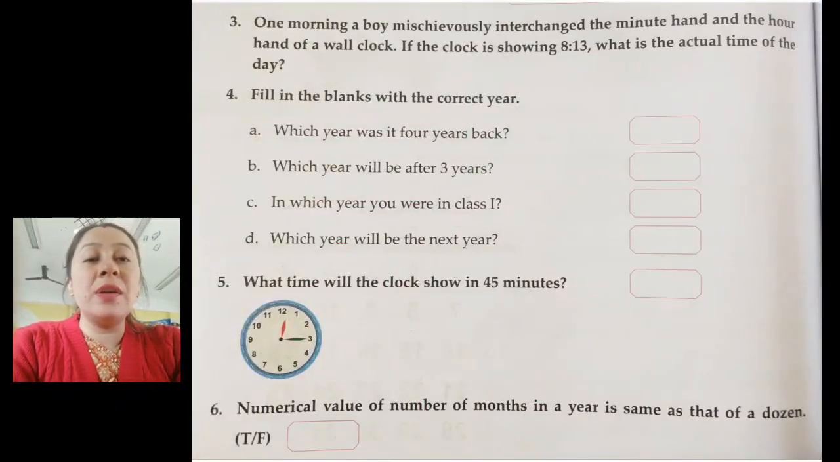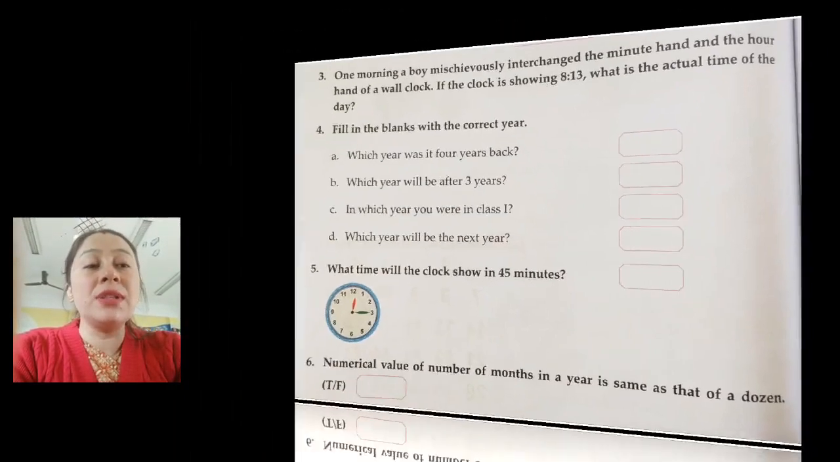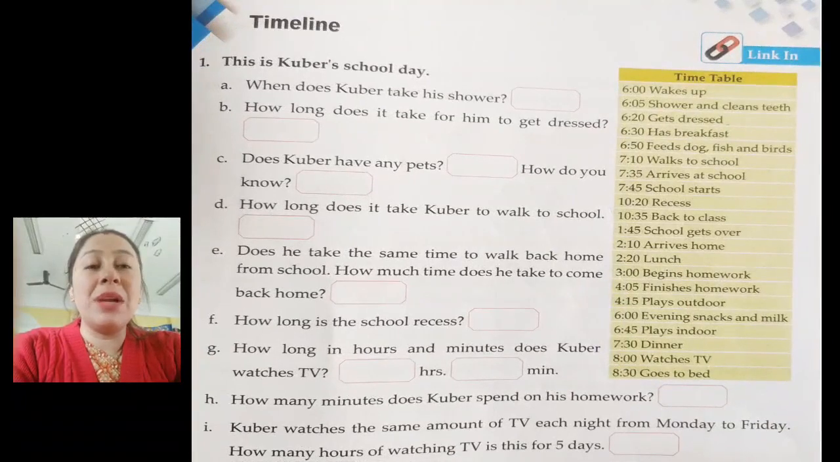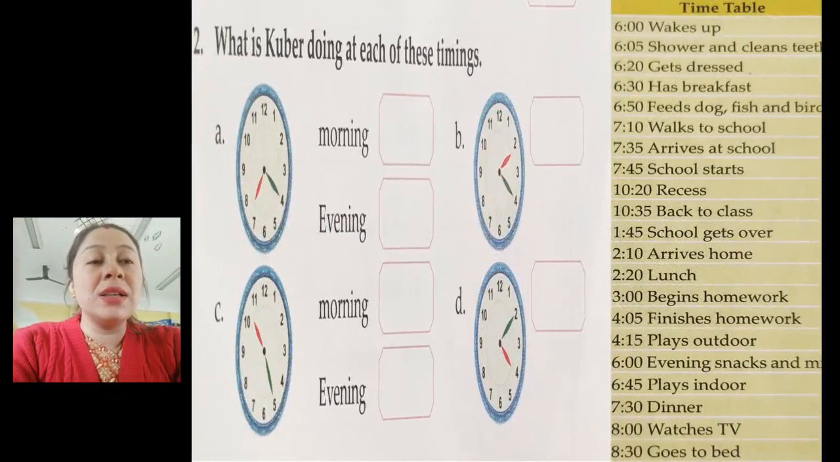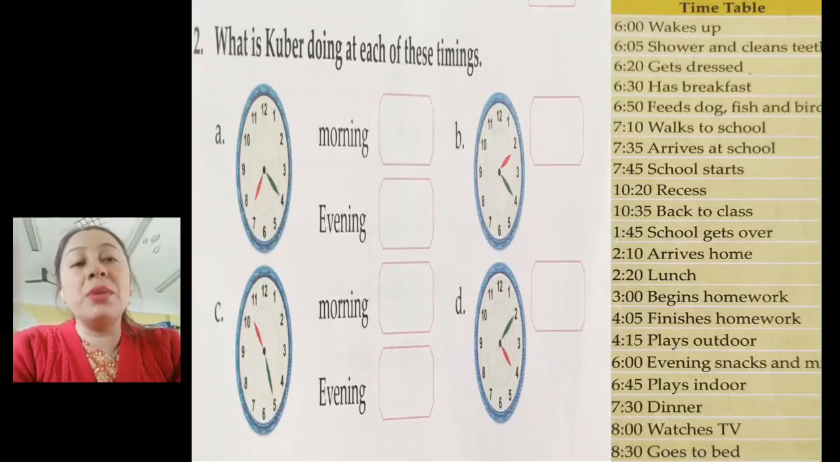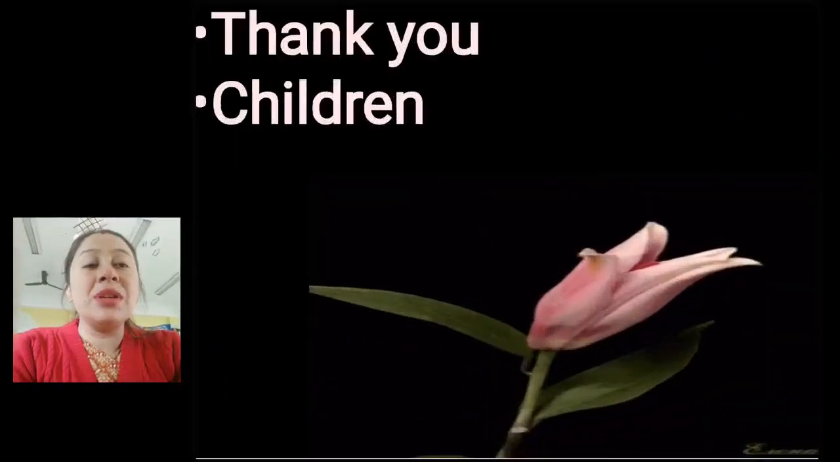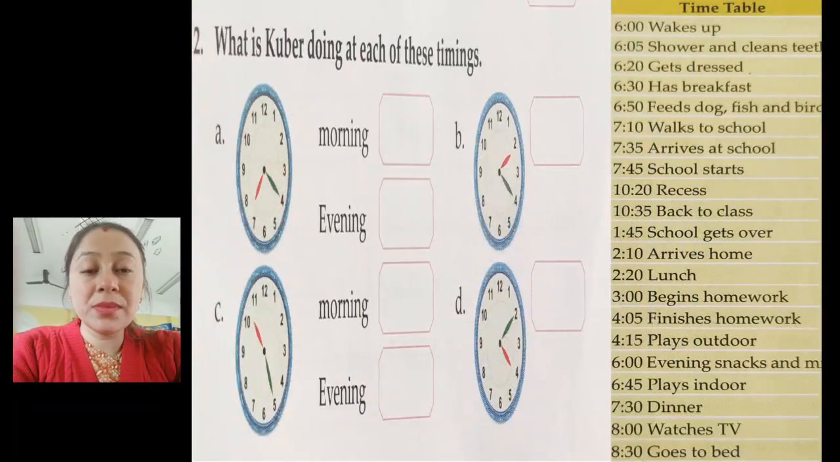Next, number 3 we will skip and we will start number 4. Fill in the blanks with the correct year. What time will the clock show in 45 minutes? Number 6, true or false. We will also do timeline, children, where a different timetable is given for a boy named Kuber, and based on that timetable we will do the question answers. Here also, based on the timetable and looking at the watch, we will do what Kuber is doing at each of these timings.